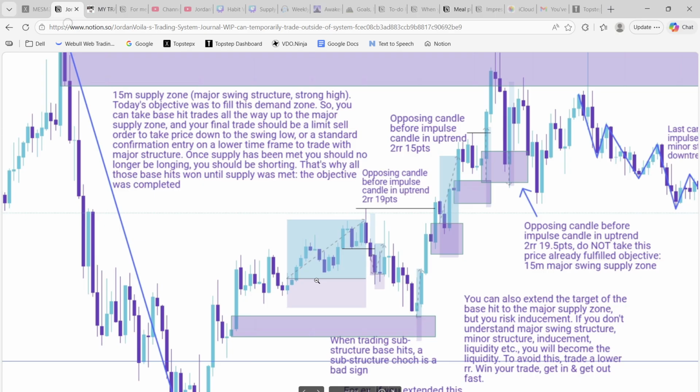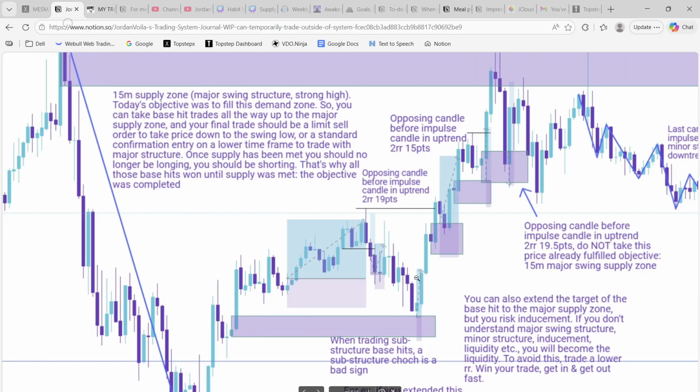Because see here, you can see price comes up, pulls back, price comes up, pulls back, price goes up. You can see that it's going pretty steadily. Then it makes a correction. After it makes a correction, it fills this demand, right? Price shoots up. So this is whenever you can actually extend your take profit to major structure, because at this point, let's say this is the last candle before the impulse move that broke structure, you can see price broke this weak high right here.